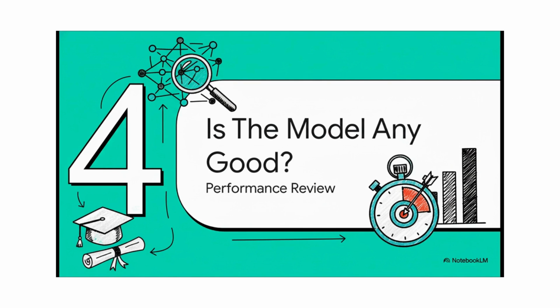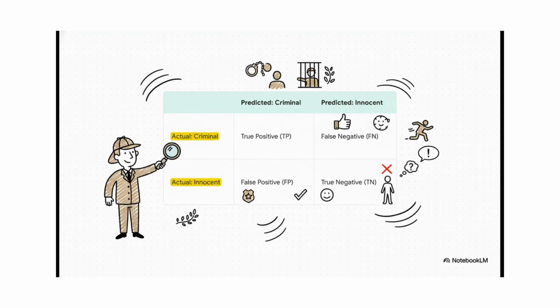To figure that out, we need a proper, formal way to measure their performance. And the main tool we use for this is called the confusion matrix. Don't let the name scare you. Just think of it as the detective's official performance report card. It breaks down every prediction into one of 4 buckets.